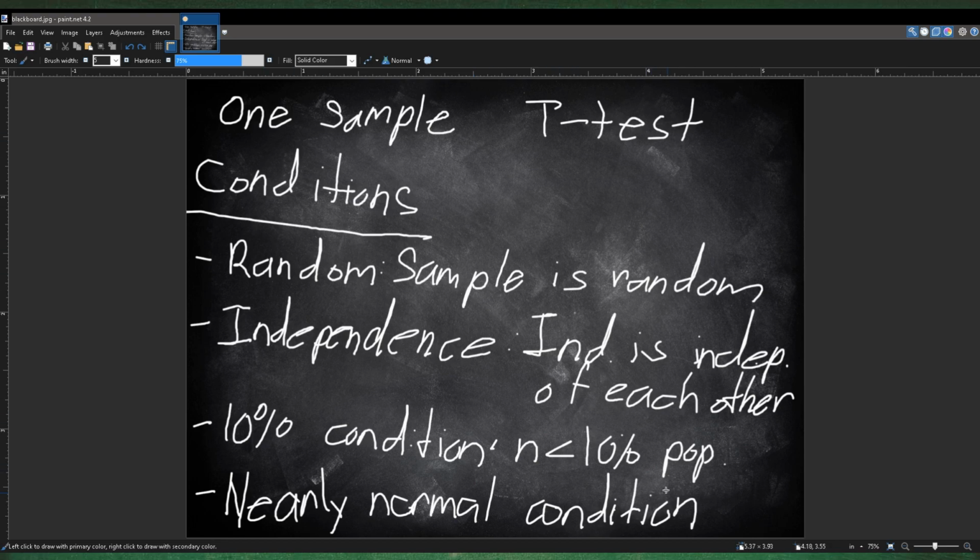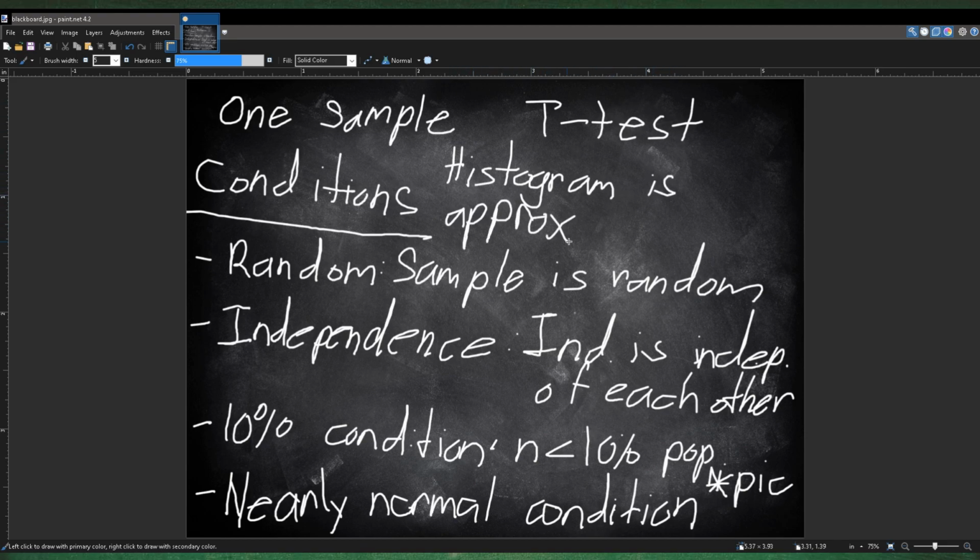Whenever you do this, you always need a picture. I'll just write pic. You need to draw it out, and then you have to say your histogram is approximately or nearly normal. You could use one of those words, approximately or nearly normal. That's basically all you have to write. So, nearly normal condition.